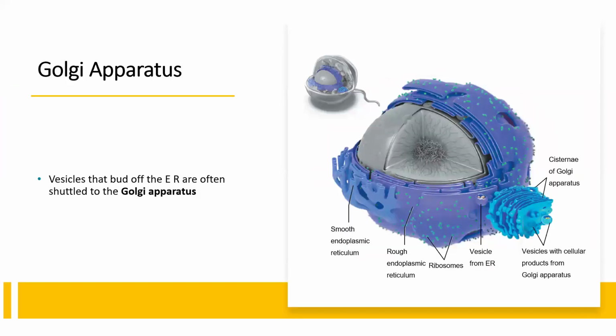The Golgi apparatus has this function of receiving these vesicles that leave from the ER. So they bud off from the ER, and then they're going to carry something over to the Golgi apparatus.